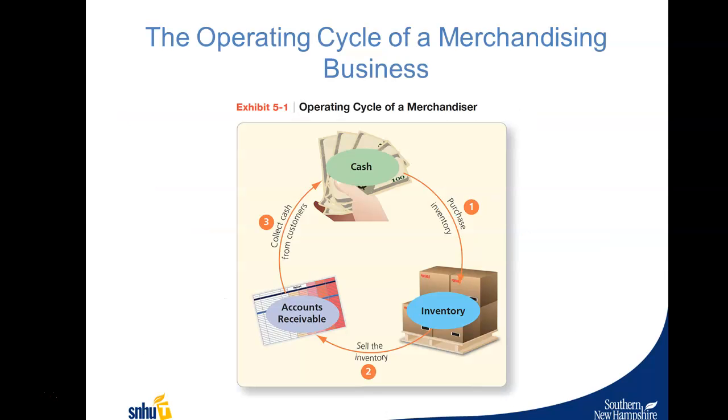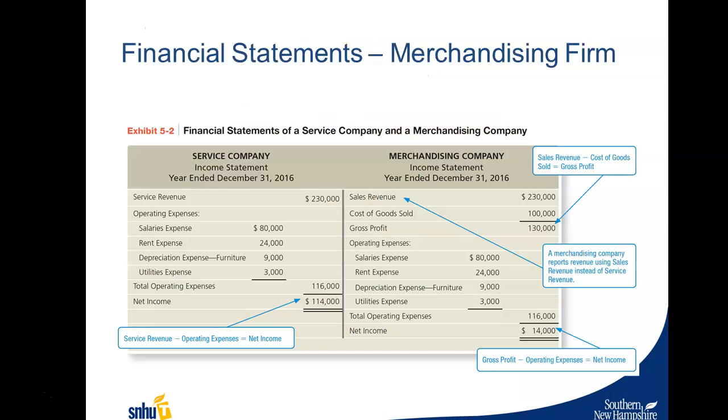As you know, we went through the accounting cycle. But again, in the operating cycle of a merchandiser, you're going to be purchasing inventory. Inventory is a big deal because that's how you generate your revenue. So you sell your inventory either for cash or for a receivable, and then you collect from your customers. This is just a good idea of what a merchandising firm looks like when compared with a service organization.